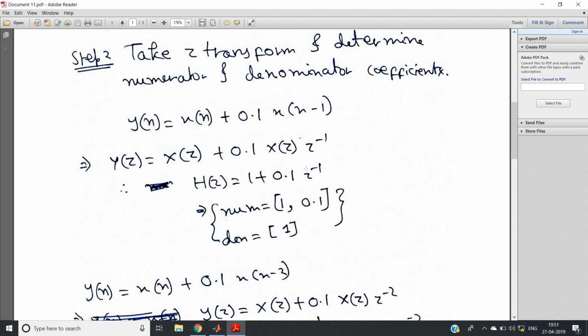If you want to simplify, you can keep z to the power minus 1 as 1 by z, then take the LCM, you can do that. But in this way also you can define, that is numerator equal to 1 comma 0.1 and denominator equal to 1. Okay, now let us take some more delay.